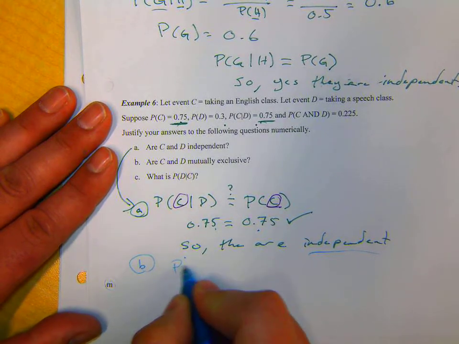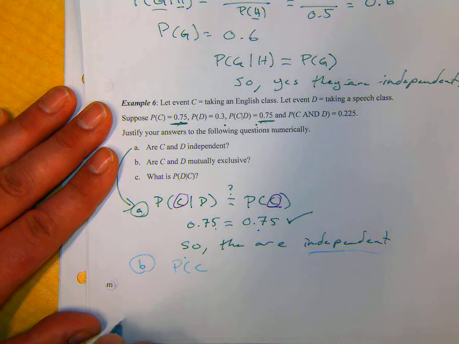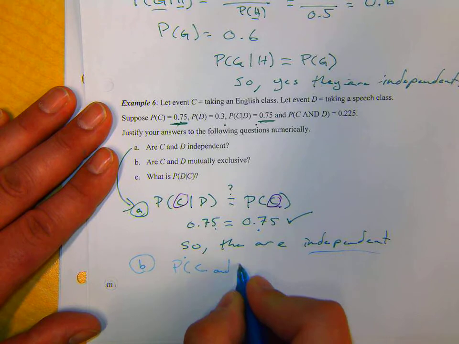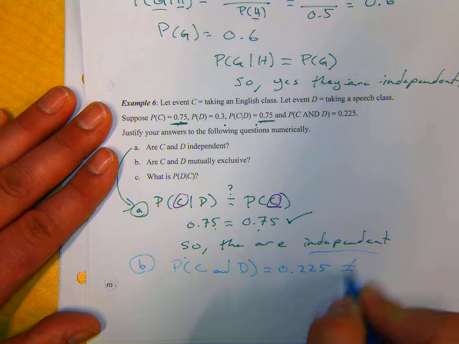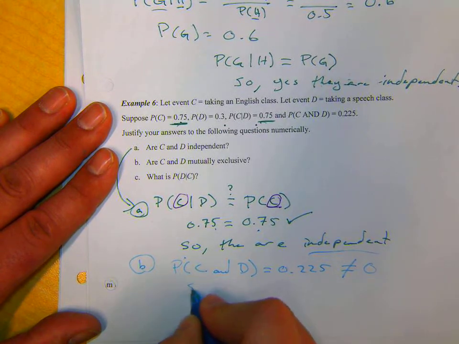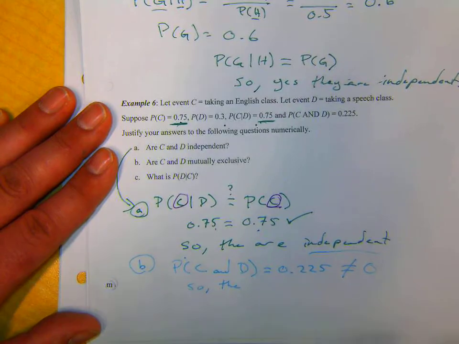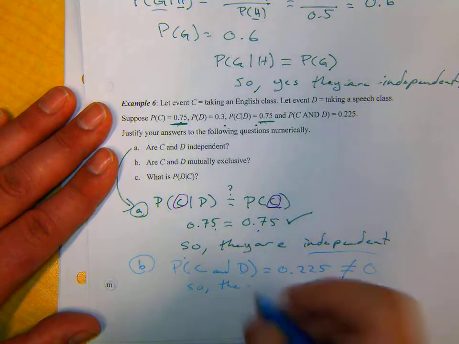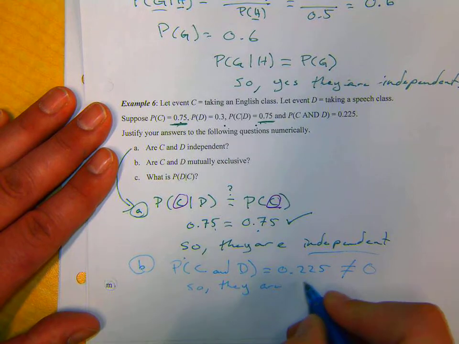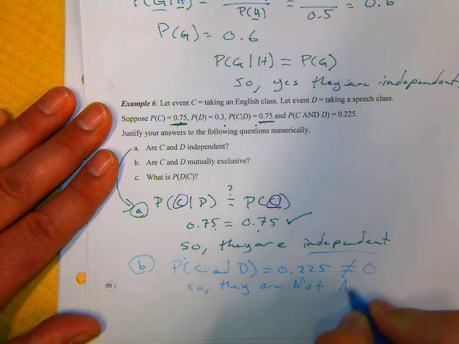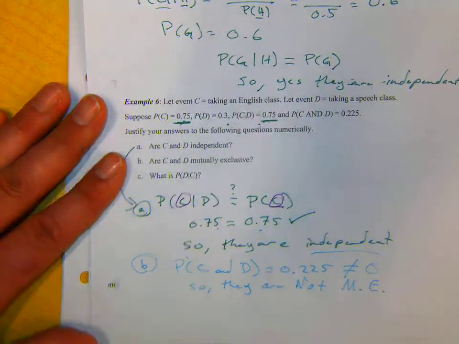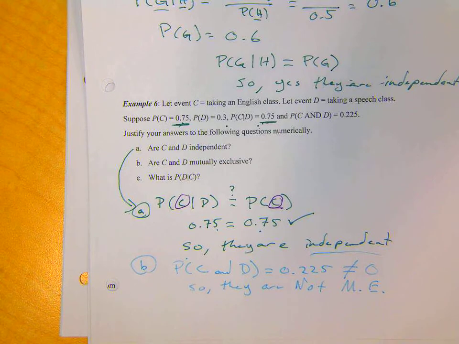Let's talk about mutually exclusive. How do I tell two things are mutually exclusive? P of C and D equals 0? P of C and D equals 0.225. Is that 0? No. So they are not mutually exclusive. Checking for independence versus mutually exclusive. It's a little test.